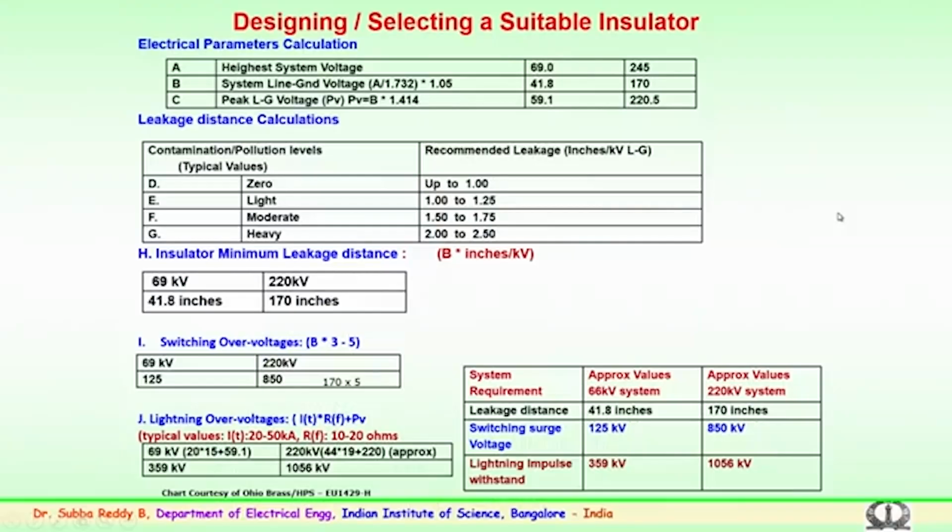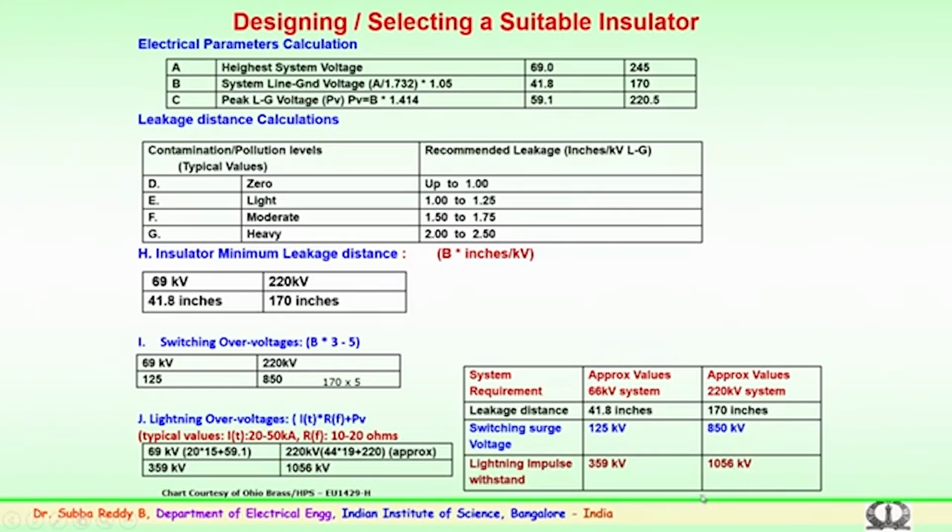So, we are looking into the design and selection of a suitable insulator. For a 220 kV system, as mentioned, we have the following parameters: the leakage distance being 170 inches, the switching impulse voltage being 850 kV, and the lightning impulse withstand value being 1056 kV.